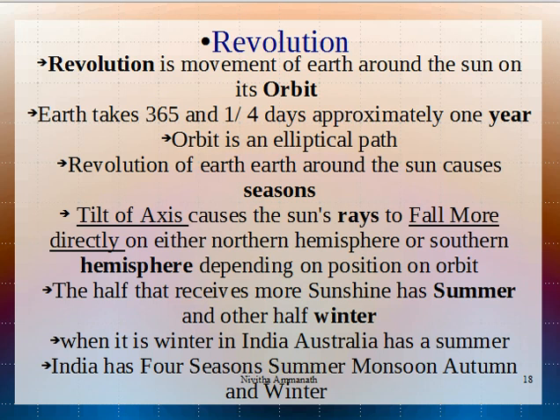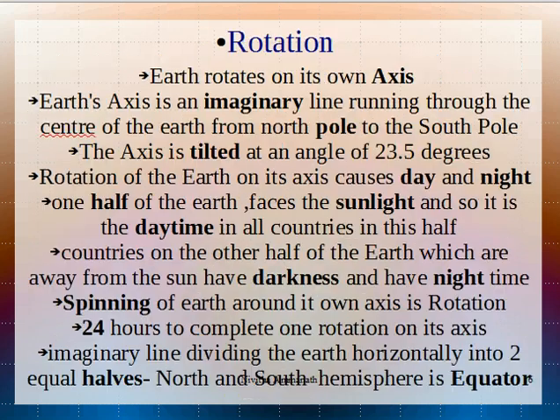Tilt of the axis causes the Sun's rays to fall more directly on either the northern hemisphere or the southern hemisphere. The hemisphere that receives more sunshine has summer, and the other hemisphere has the winter. When it is winter in India, Australia has summer. India has 4 seasons. Earth rotates on its own axis. Earth's axis is an imaginary line running through the center of the Earth from the North Pole to the South Pole. The axis is tilted at an angle of 23.5 degrees.